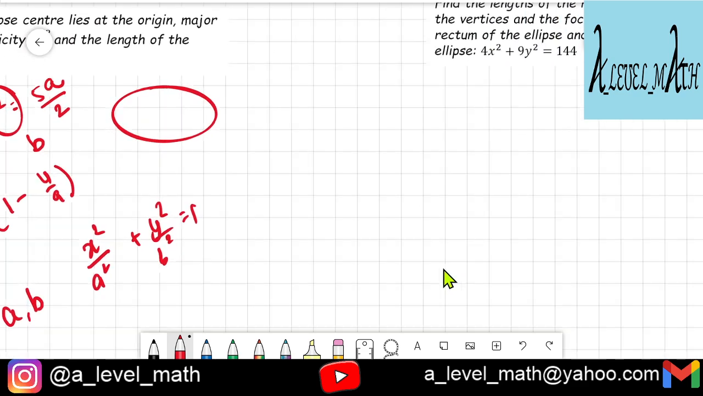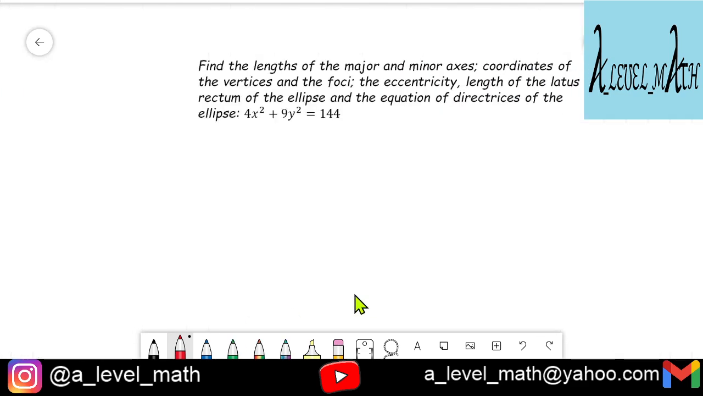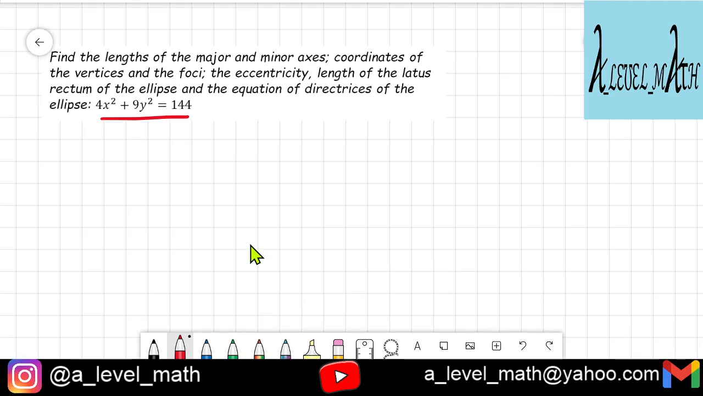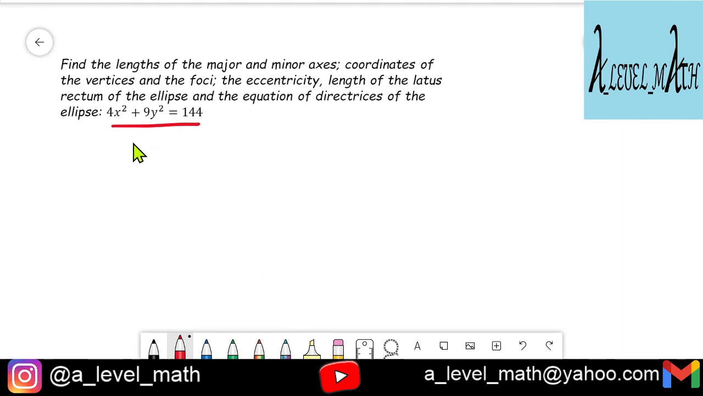Let's quickly take up another question, and this one is the exact opposite of what we have discussed as of now. So as of now, we were given some information about the ellipse and we were asked to derive its equation. Now it's just the reverse, in that we are given the equation of the ellipse, and we have to find out everything about it. So let's quickly write this down in our standard form.